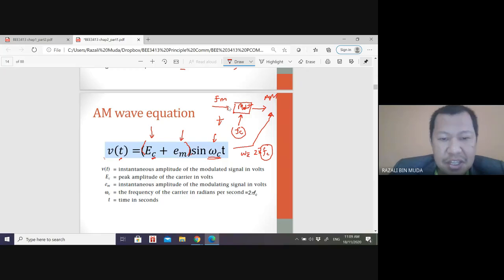Okay, VT is the instantaneous amplitude of the modulated signal in volts. So instantaneous. EC is the peak amplitude of the carrier in volts. EM is the instantaneous amplitude of the modulating signal. Omega C is the frequency of the carrier in radian per second. So omega equal to 2 pi FC. Ini biasalah you electrical dah tahulah. T is time per second. Okay, time domain. So bila ada T, kita panggil this signal is in time domain.